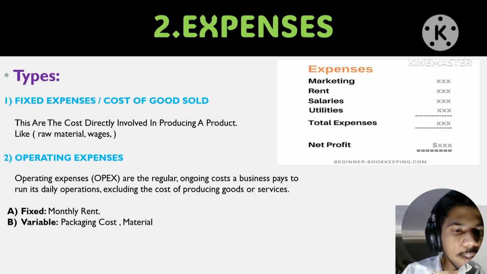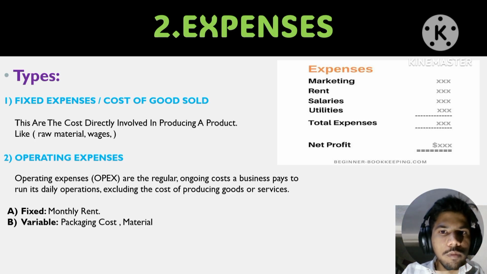Operating expenses are the regular ongoing costs a business pays to run its daily operations, excluding the cost of production of goods and services. In operating expenses, there are two types of expenses: first is fixed and second is variable. In fixed, there are many types of expenses. Here we have an example like monthly rent, and in variable cost we have packaging cost and material.